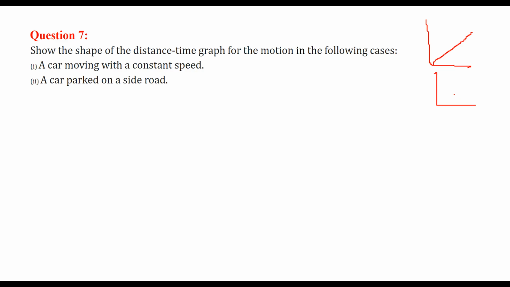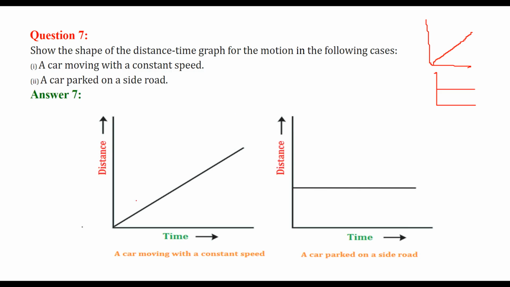And a car parked on the roadside, that means it is not moving. So this is the actual graph. This is a car moving with constant speed. This is the time, this is the distance. For the parked car, because with time there is no change in the distance, it remains constant. So there will be a straight line.